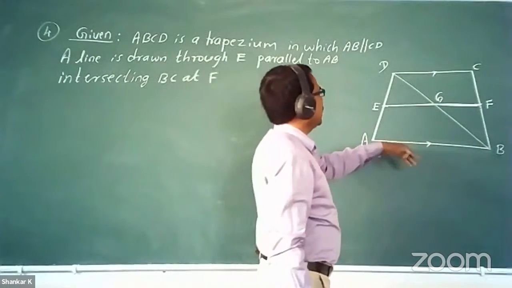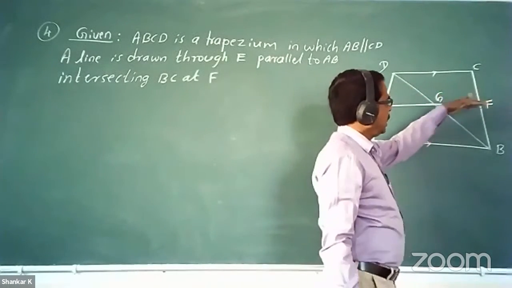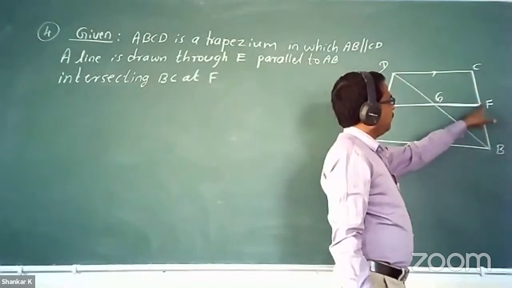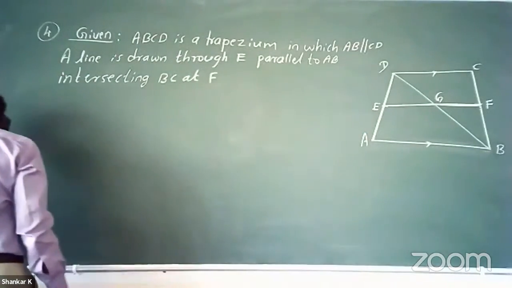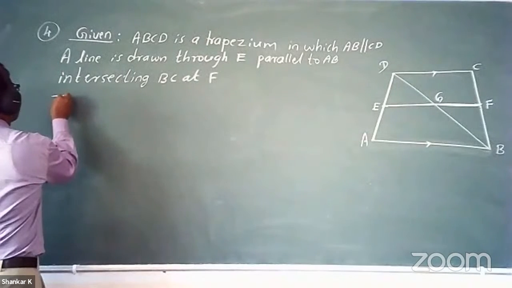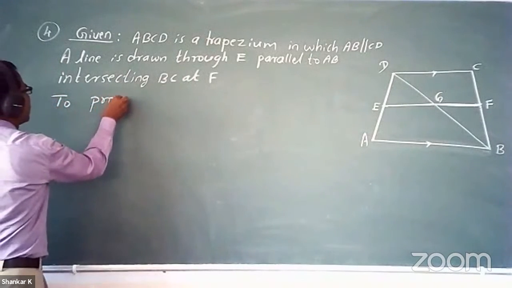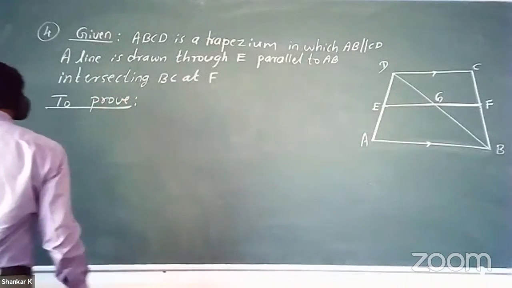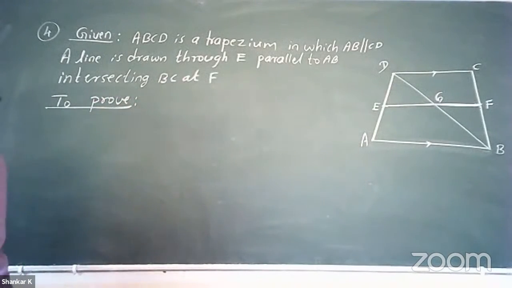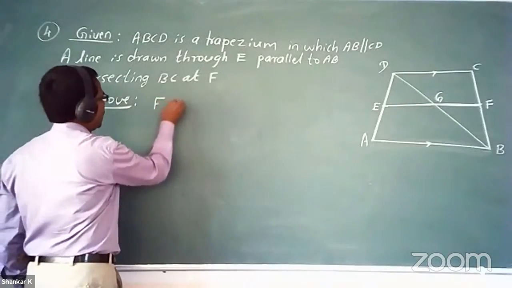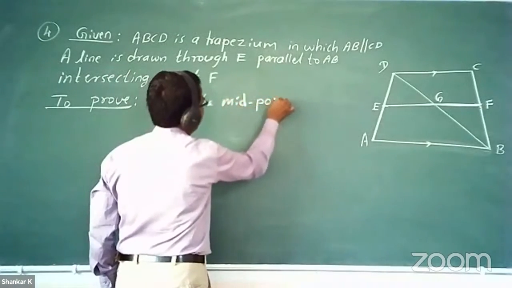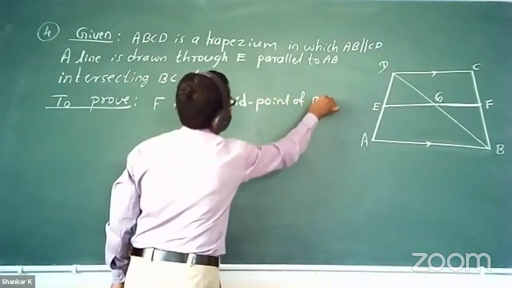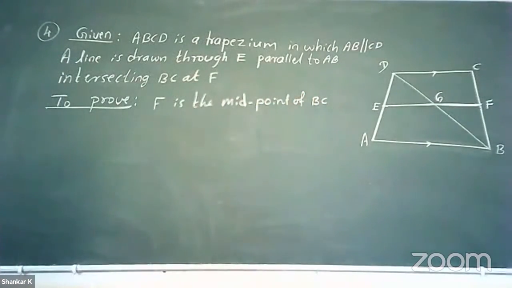Notice, since AB is parallel, a line is drawn through E and it meets BC at F. So it intersects, cuts, at F. Now, what should we prove? We have to prove F is the midpoint of BC. Proof.